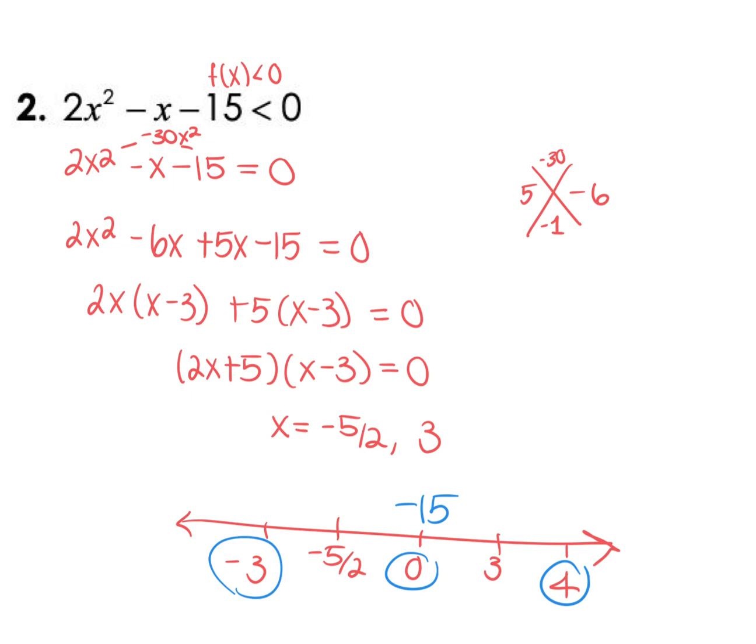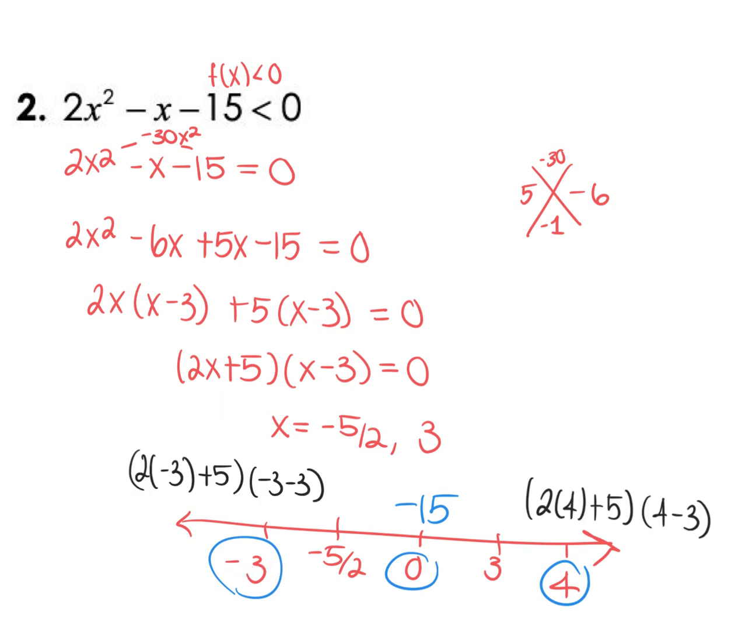Now, if we do 4, we get... What I'm going to do, by the way, is use the factored form for 4 and for negative 3. It's much easier. So we have 2 times negative 3 plus 5 times negative 3 minus 3. And we have 2 times 4 plus 5 times 4 minus 3. So negative 3 times negative 3 is negative 6. So this is negative 6. And then this is negative 6 plus 5, which is going to be negative 1.